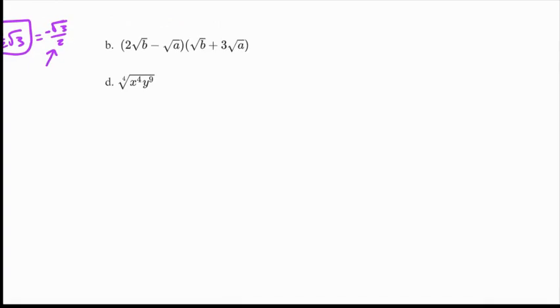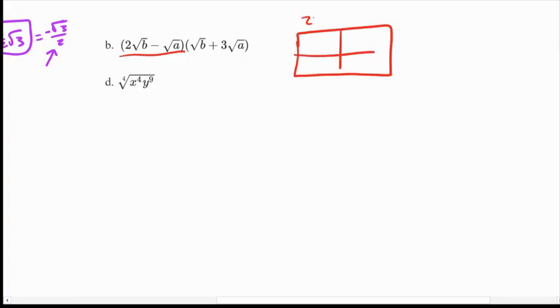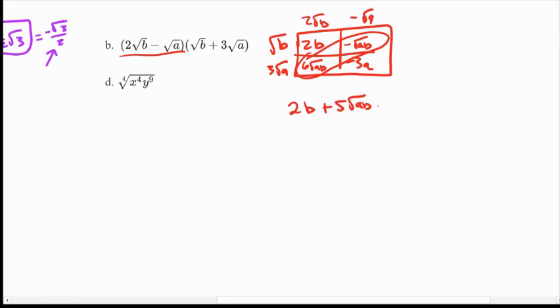So next one here, I'm going to multiply these together, using our box method to multiply. So 2 root b, and then negative root a, root b, and 3 root a. So this one becomes 2 times b because the square roots cancel out. This one becomes negative root ab. This one becomes, what is that, 6 root ab. And the last one becomes negative 3a. And so these end up being like terms, and I get 2b plus 5 root ab minus 3a for the second one.